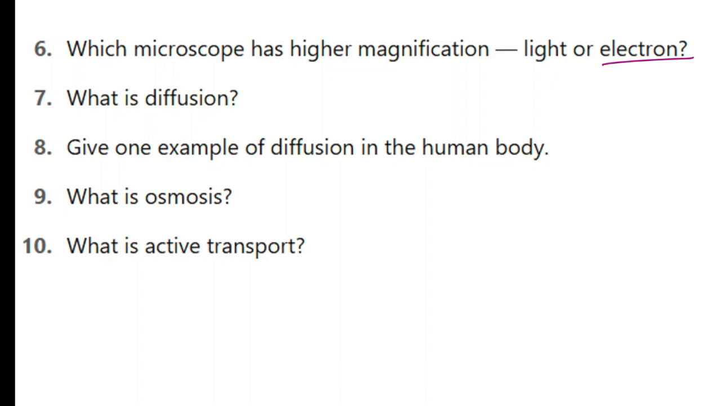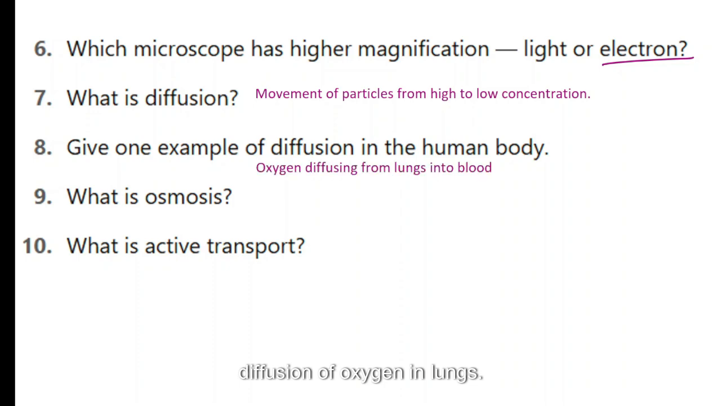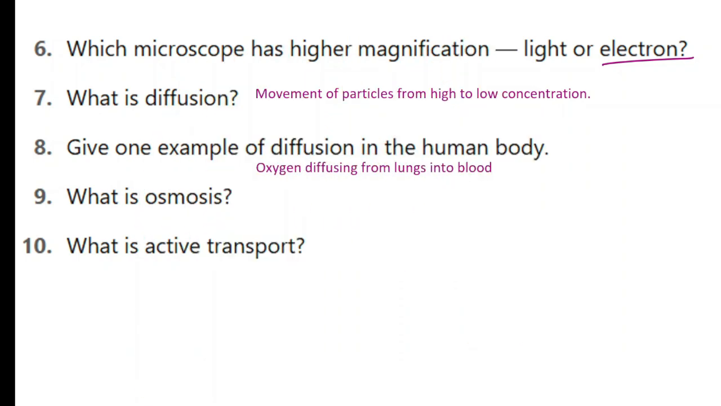What is diffusion? Diffusion is the movement of particles from high to low concentration, or we say along a concentration gradient. One example of diffusion in the human body is diffusion of oxygen in the lungs. That's how oxygen goes from alveoli into blood.